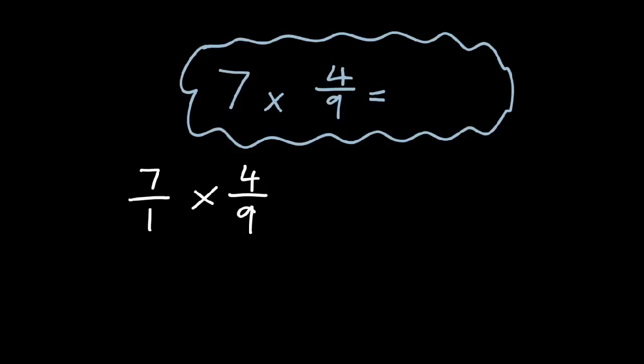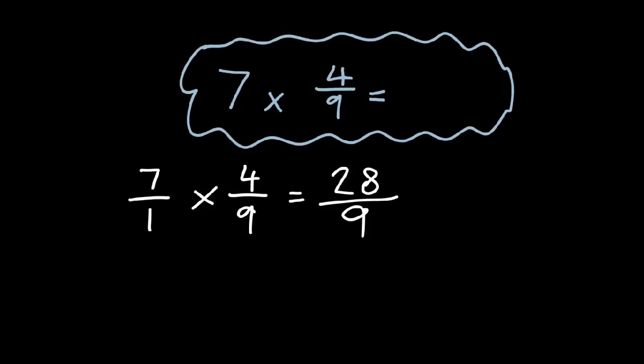So what I'll do is multiply my numerators, 7 times 4, which equals 28 of course, as I know my times tables, and 1 times 9, which shouldn't really stretch you. So there's my answer, 28/9. That's an improper fraction. I could convert it into a mixed fraction as well.